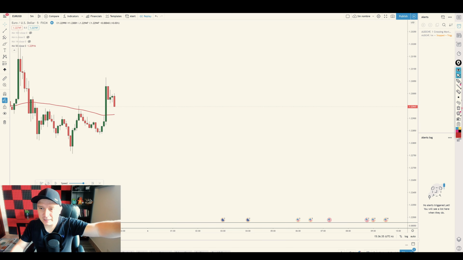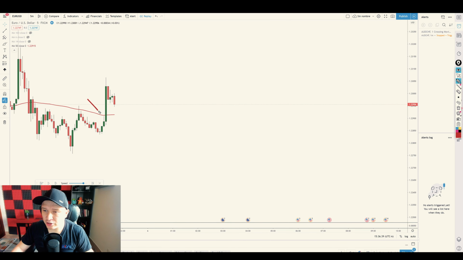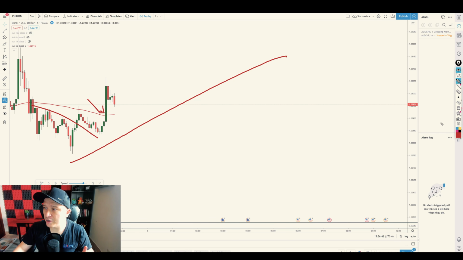Now this is what we need to look for. The first confirmation is that the candle actually crossed, ended up above the moving average. Since this was a downtrend, it means that the price might start jumping back up.